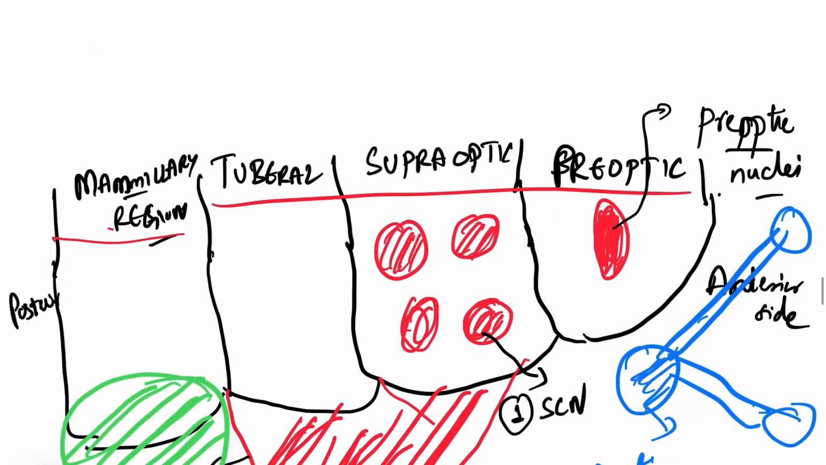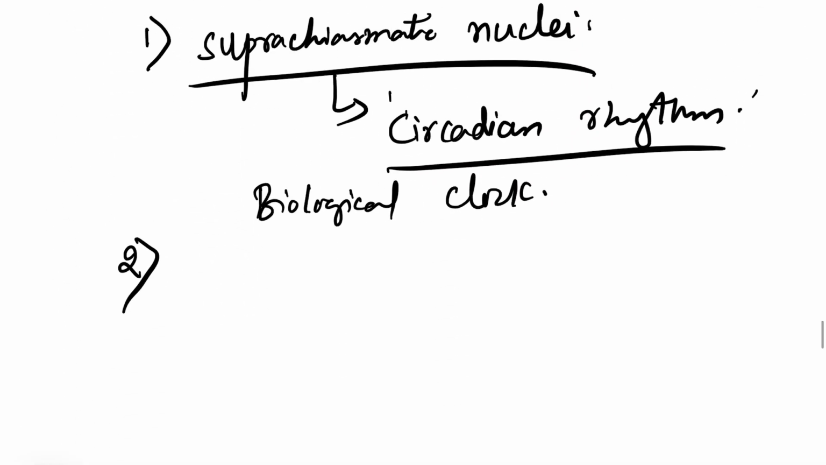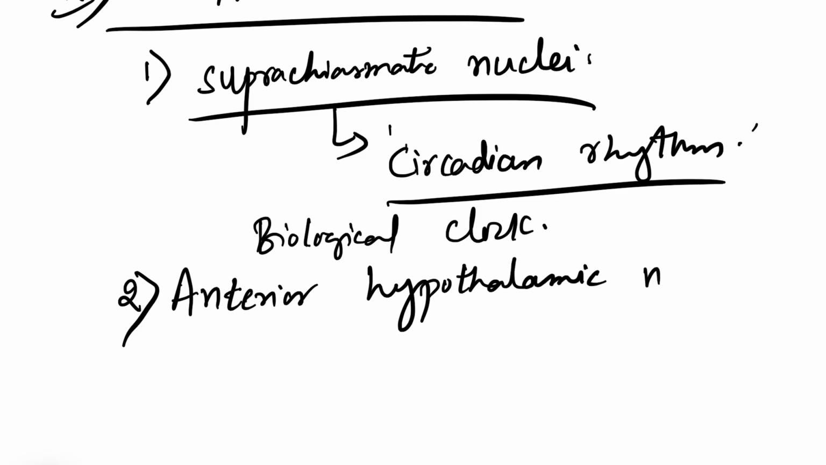It maintains this because it is directly connected with the optic chiasm and so on. We'll discuss how the connections will be there. Then the second important nucleus in this supraoptic region is the anterior hypothalamic nucleus. Let me write here neatly, anterior hypothalamic nucleus.